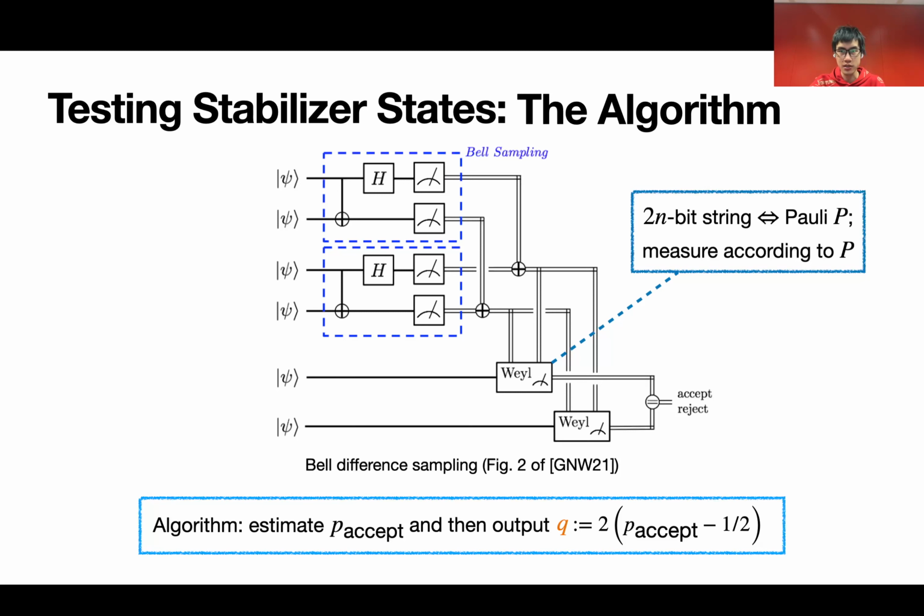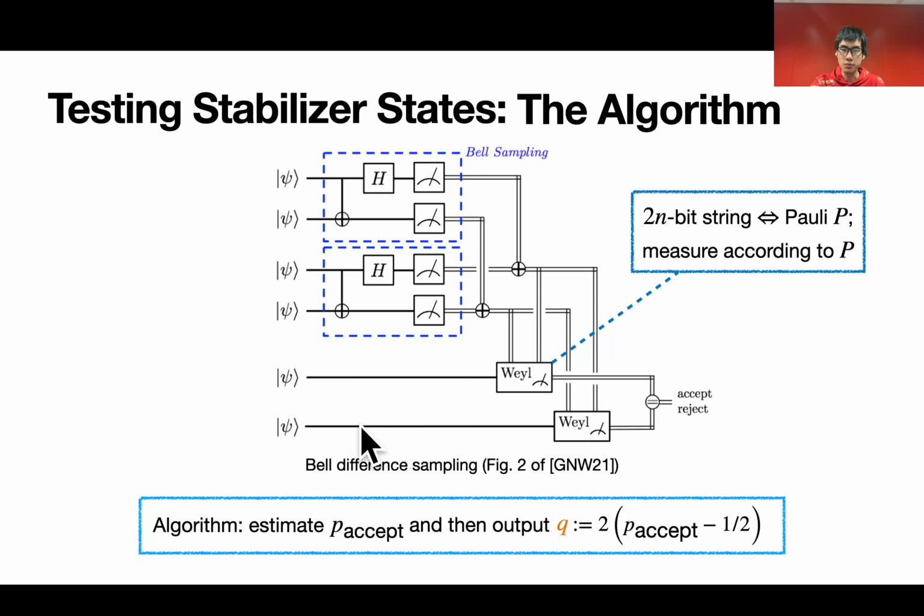Okay, for now, let's look into the algorithm a little bit. Our algorithm is the so-called Bell difference sampling, introduced in the GNW21 paper. This Bell difference sampling takes 6 copies of the input psi and outputs accept or reject with some probability. Our algorithm repeatedly runs this Bell difference sampling to estimate the accept probability, and then outputs the probability minus 1/2, times 2. We call it Q.